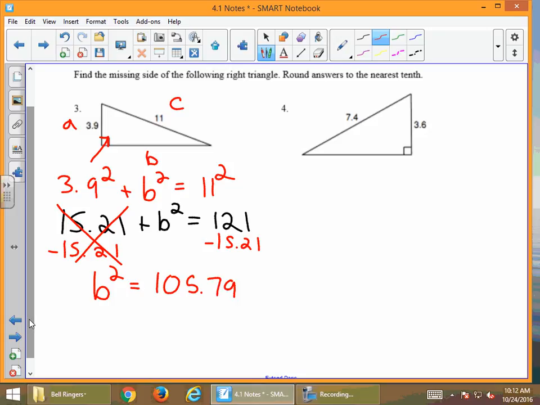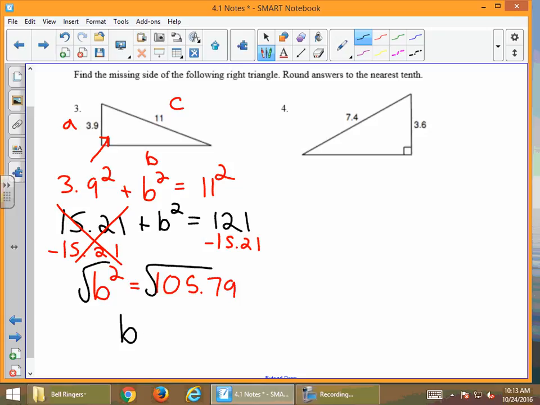One last step. B is not by itself. There's that square. How do you undo squares? Square root. Now, when you do this, you'll notice something. The square root of 105.79 isn't going to be a nice looking number. It's not going to be nice.